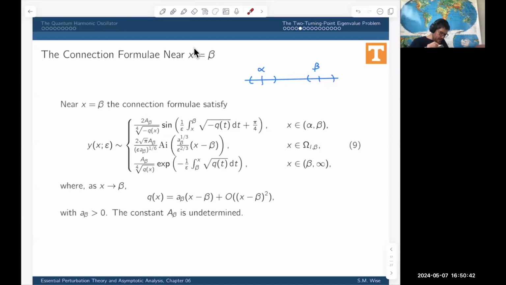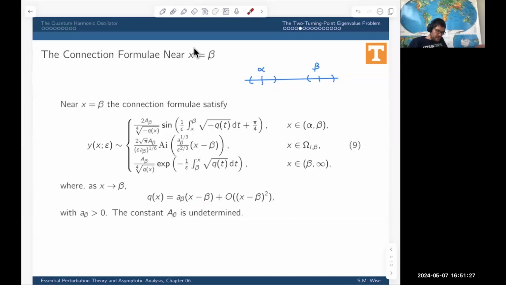Now, I should point out that really I'm building this part of the solution near beta under the assumption that near beta, Q looks like a single turning point problem, right? It goes through zero. It has some slope here. So the slope of that function I'm going to call A subscript beta, and locally around beta, as x goes to beta, this has the asymptotic expansion A beta (x minus beta) plus big O of (x minus beta) squared.